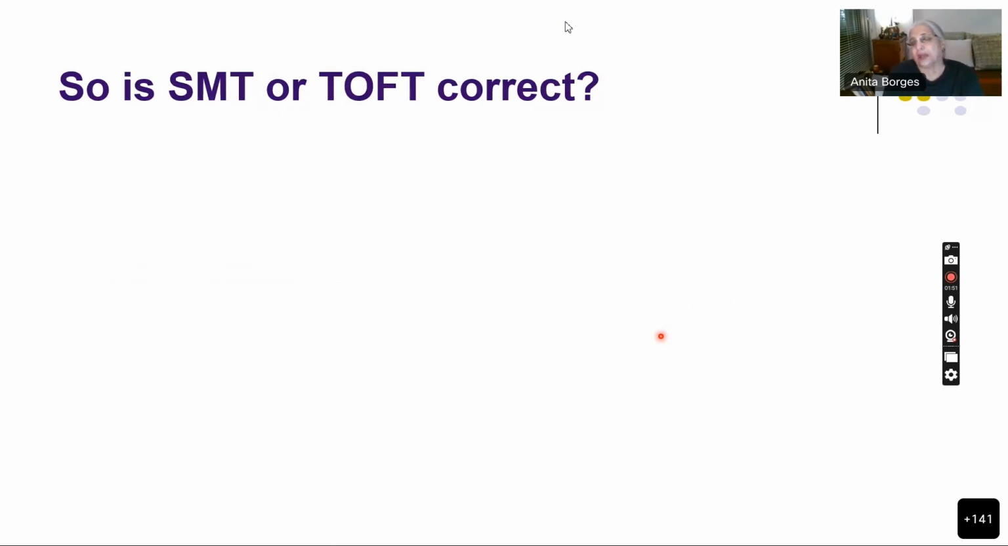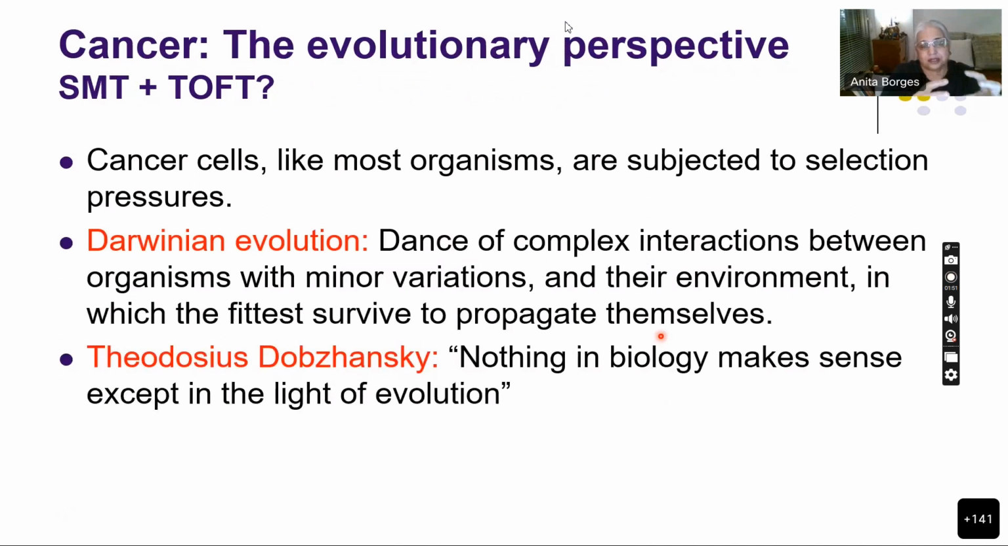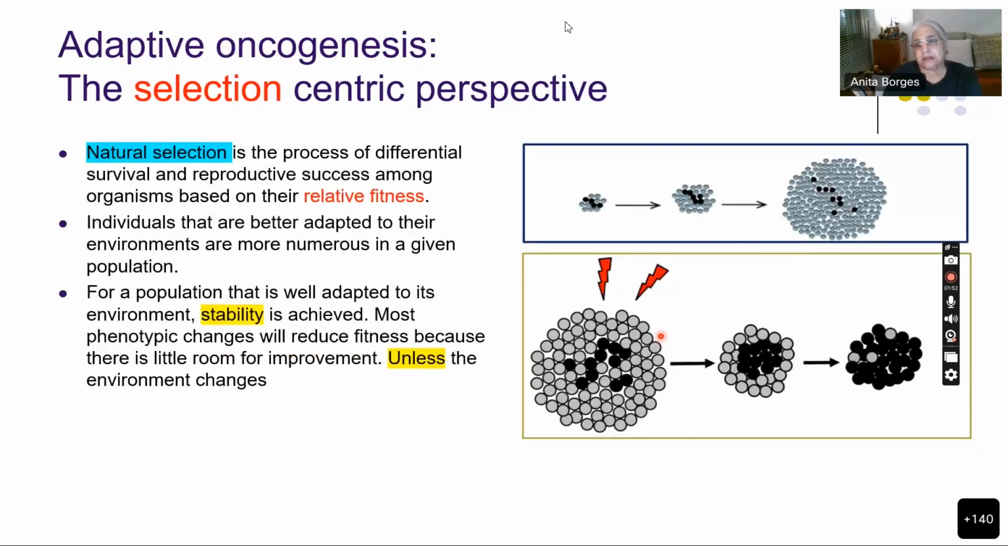So what is it? Is it the somatic mutation theory or the TOFT, that is the tissue organization field theory? And I don't think that they are mutually exclusive. Okay, it has to be that these theories are not mutually exclusive. And I think that there is this evolutionary perspective that we have to keep in mind. I believe that almost every biological system is better understood by understanding evolution. And this is what I mean by evolution. It is adaptive natural selection.